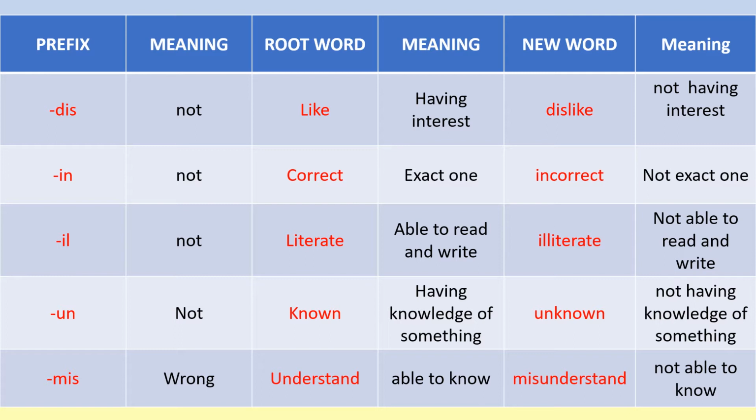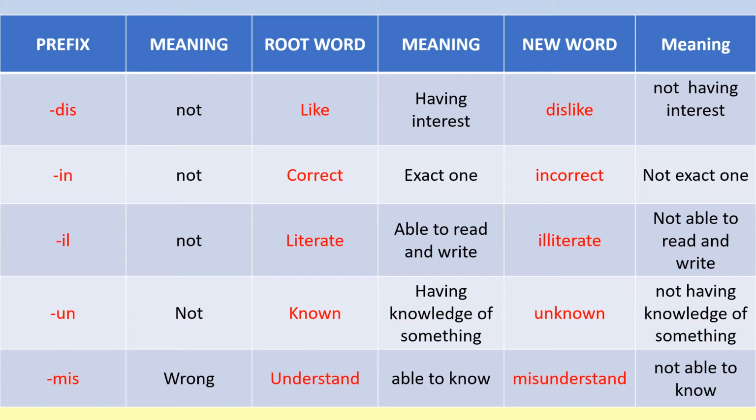Here, the first one, dis. The meaning is not. Root word like. Like means having interest. So, here prefix is dis and the root word is like. So, adding these both words, here is a new word, dislike. So, dislike means not having interest. I already told you before, when we add prefix to the root word, the meaning will be changed when the new word generates.